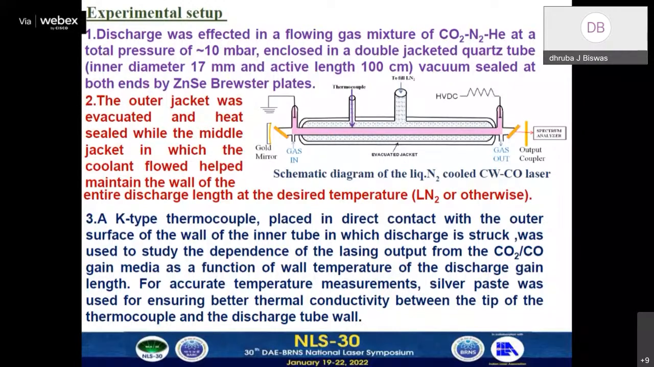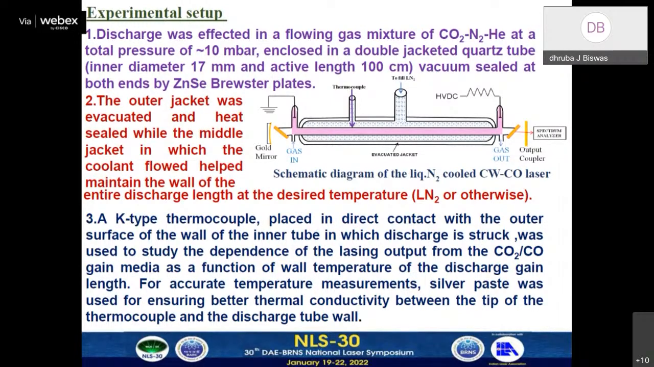In our system, as you can see in the photograph, the discharge was effected in a flowing gas mixture of CO2, nitrogen and helium at a total pressure of 10 millibar, enclosed in a double jacketed quartz discharge tube whose inner diameter is 17 mm and length is 100 centimeter. It is vacuum sealed at both ends by zinc selenide Brewster plates. The outer jacket was evacuated and heat sealed, while the middle jacket, in which the coolant flowed, helped to maintain the wall of the entire discharge length at the desired temperature, that is, liquid nitrogen temperature.